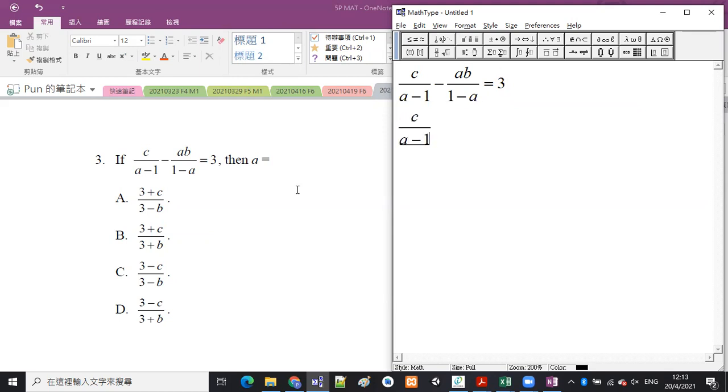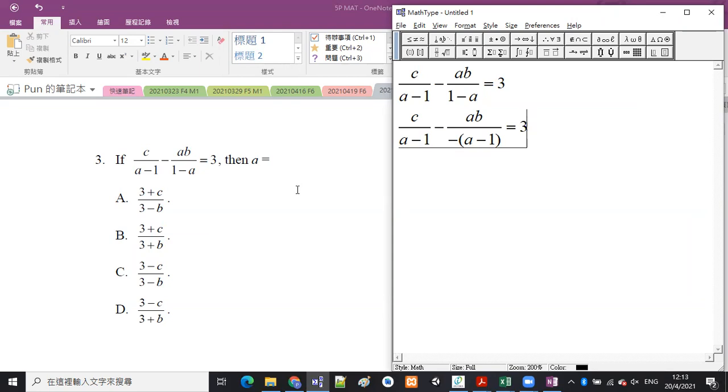C over A minus 1. And then for the second term, the numerator AB is no change. But for the denominator, I take out a negative sign. The 1 minus A, after taking out a negative sign, becomes negative bracket A minus 1. And then the 3 is unchanged also. Do you understand that? This step is actually important, okay?